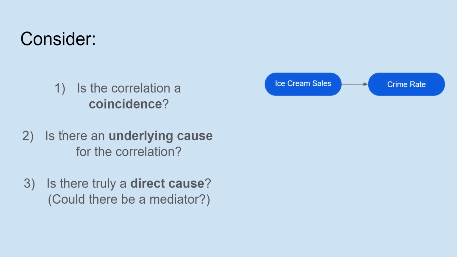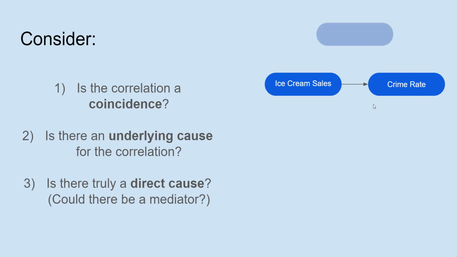In number 2, if there is an underlying cause, we discussed confounding variables before. If we were to graph ice cream sales in Arkansas, as well as crime rate in Arkansas, we might see a relationship between those two variables. They might be highly correlated. However, we would not suggest that the ice cream sales imply a causal relationship with the crime rate.